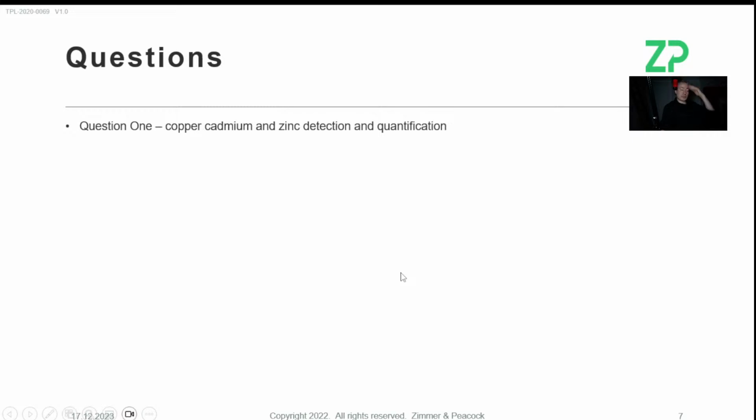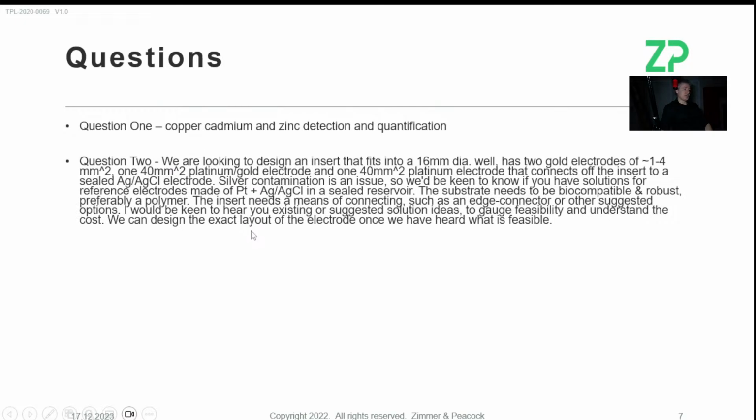Question number 1, somebody's doing anodic stripping voltammetry, or the analysis of heavy metals, and they've been testing copper, cadmium, and zinc, and they have some unusual signals, let's say, for copper. And I think it really comes down to the ammonium acetate that they're using, but I will discuss that in detail. Somebody else, they really just want to know if what they're trying to do is feasible.